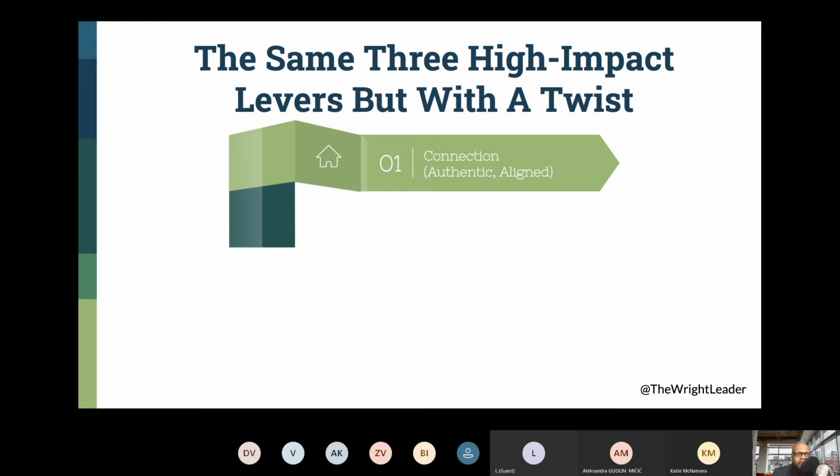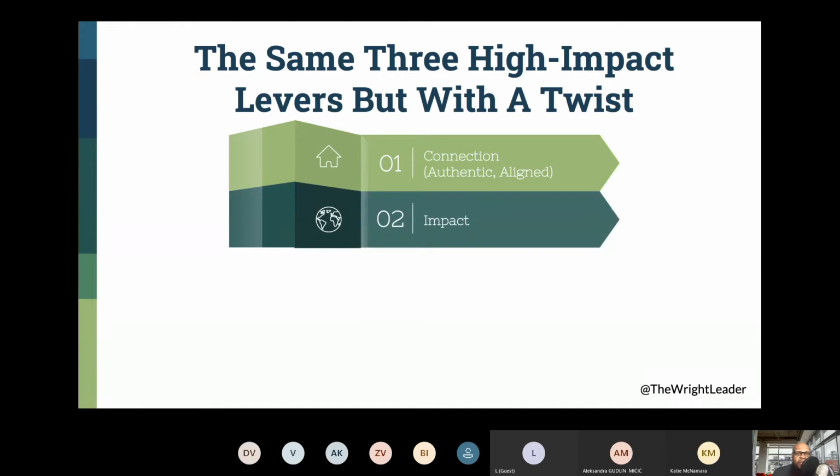And that alignment piece is big. We'll talk a little bit more about alignment and some other things that are correlated very close to that. Number 2 is impact. I've had a lot of people ask me over the years, Vernon, what does impact mean? How do I know that I've made an impact? And what I have shared in terms of my working definition over the years has been this.